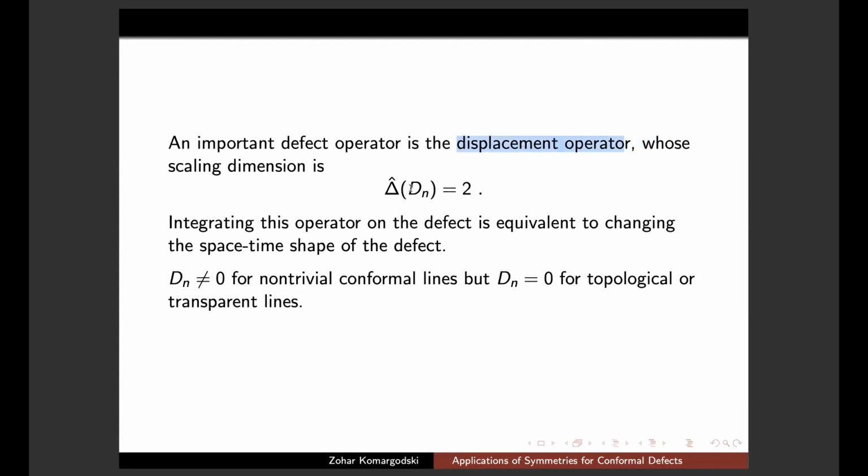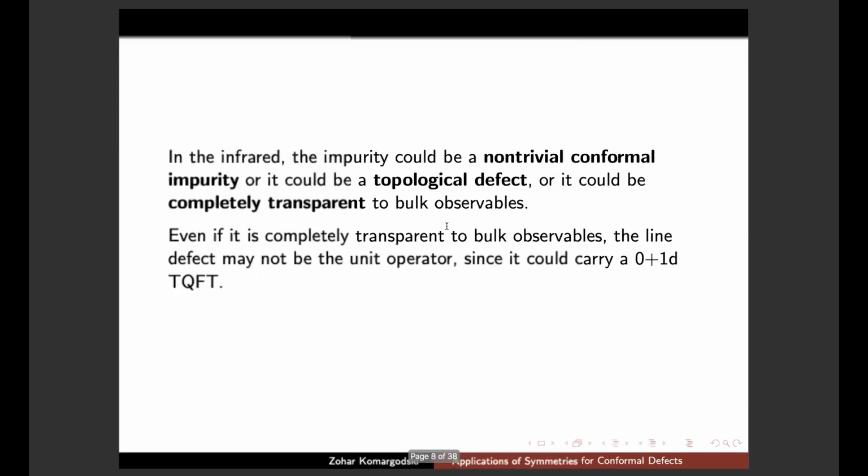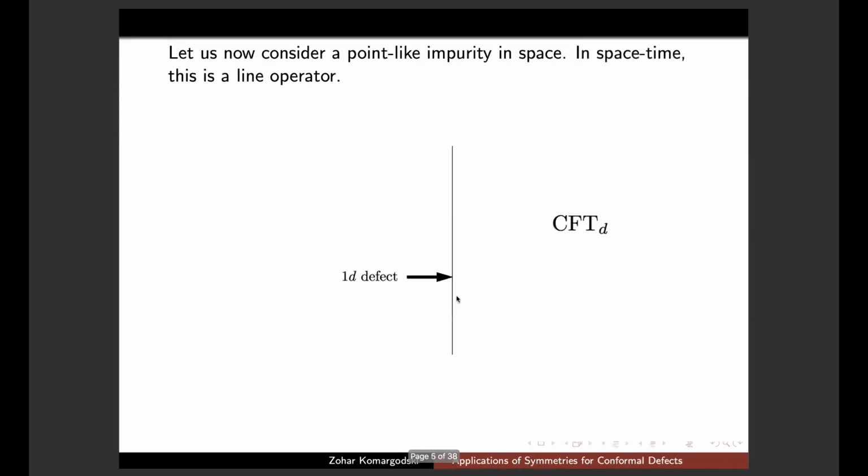And here I forgot to put a hat. It's a defect operator, so it depends only on time. And it has a protected scaling dimension, which is exactly 2. And it has a very simple physical meaning. Remember that we discussed so far the setup where the defect is a straight line. That means that it's an impurity that's localized in space and never moves.